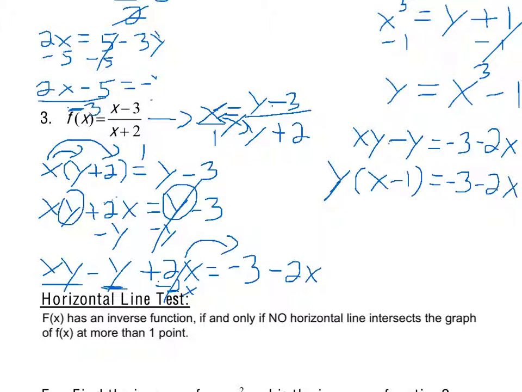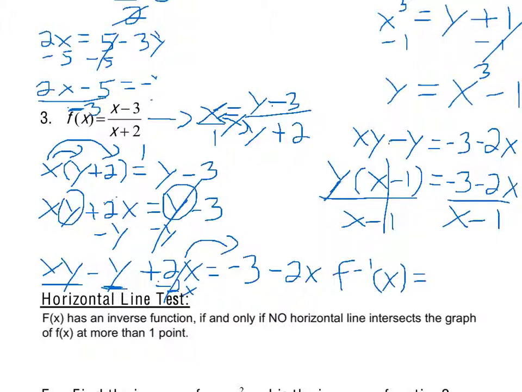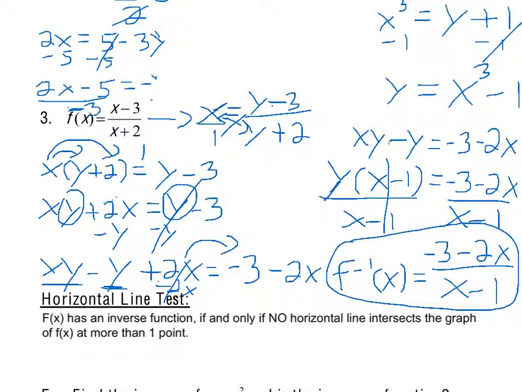Okay, then all I have to do is it's y times x minus 1. Then I can just divide both sides by x minus 1. And we have it. So there it is. That's our inverse function. This new fraction, negative 3 minus 2x over x minus 1. This is probably a good one to look over a couple times, since it is a lot more difficult than the first two.